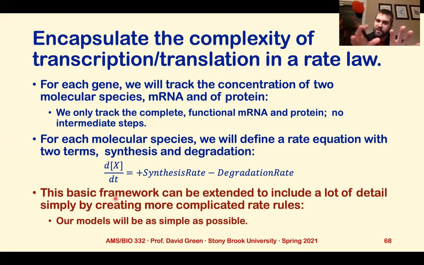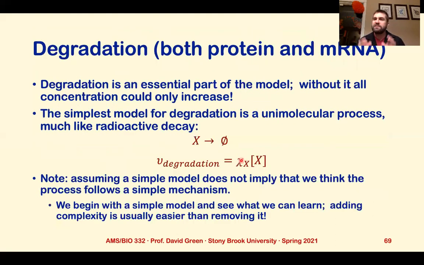But I don't want you to come out of this thinking that this simple framework is unable to capture complex behaviors. It can't capture all complex behaviors, but it can capture a fair bit of complexity. All right. Given this framework, how do we actually come up with such rate laws? Let's work through each of the pieces of this.